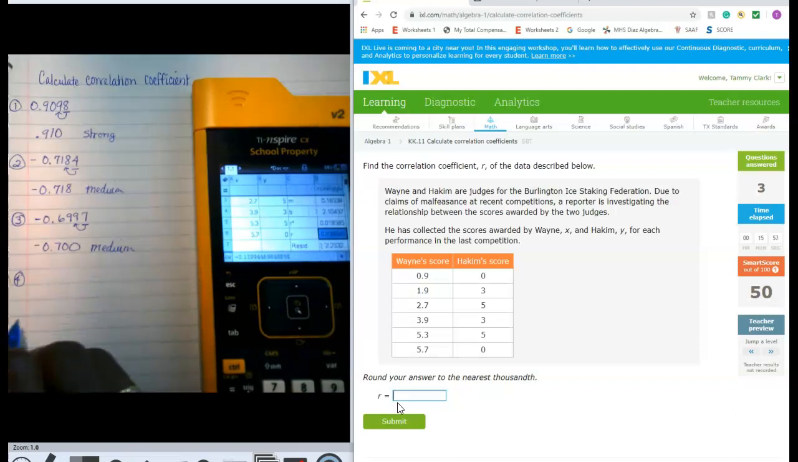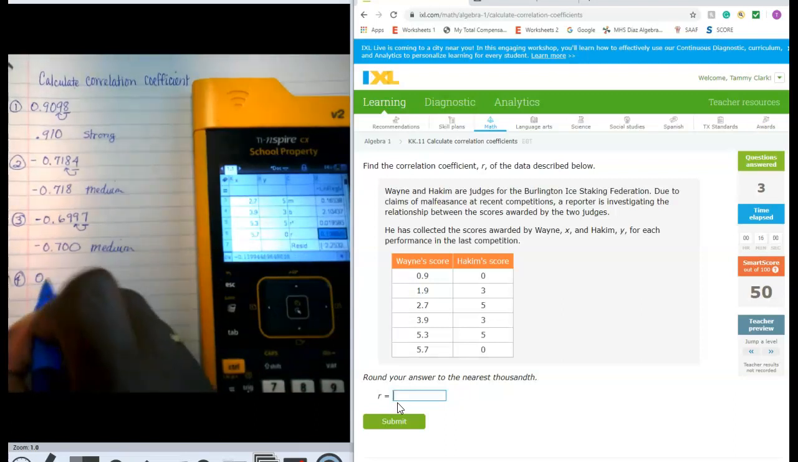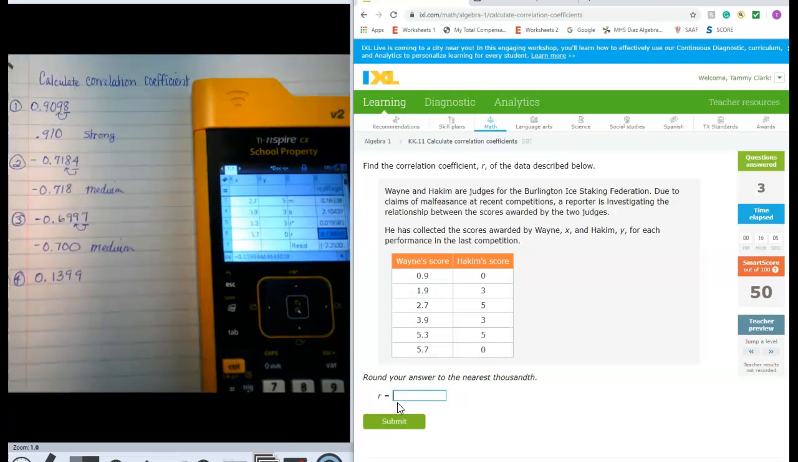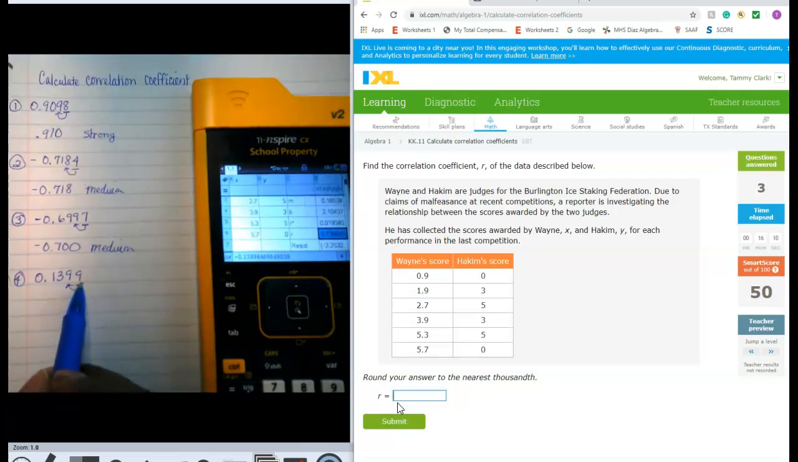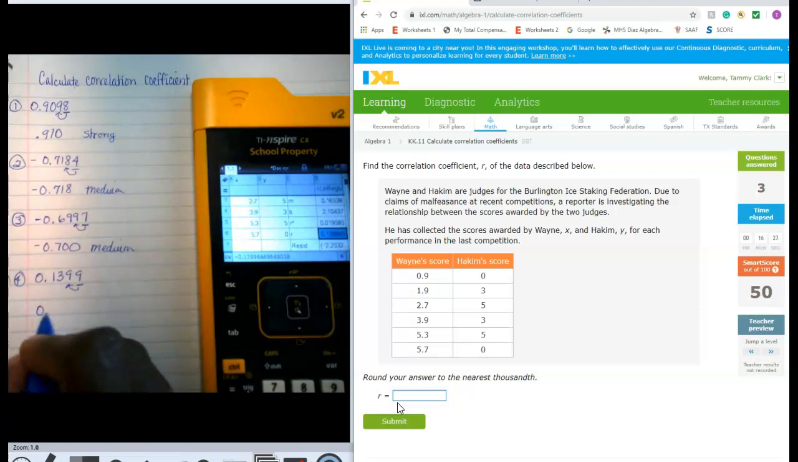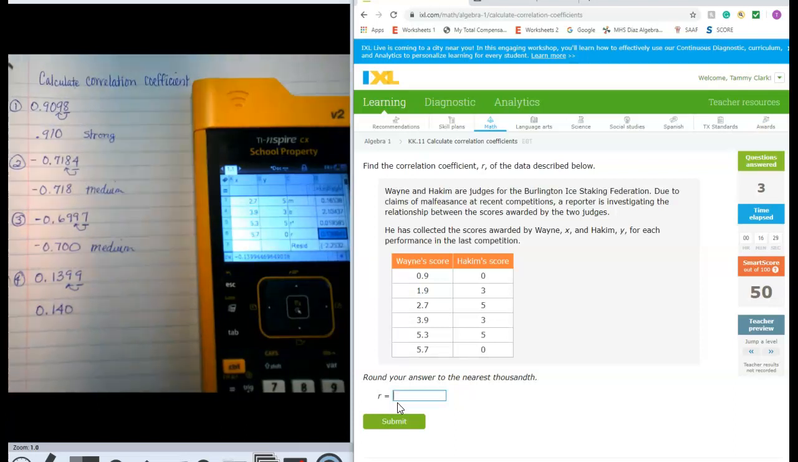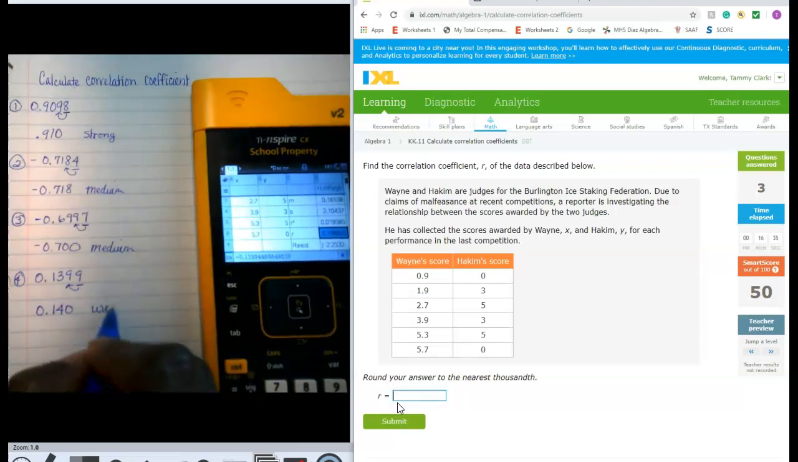So here we have 0.1399. We're going to use this 9 to determine what this 9 should be. So we're using the 10,000ths place to determine what the thousandths place should be. And because this is greater than 5, this goes up 1. And so what happens is it goes up to 10. Well, I have to do something with the 1 from the 10, so this is going to go up 2. So our answer would be 0.140. Now, this is a very weak correlation.